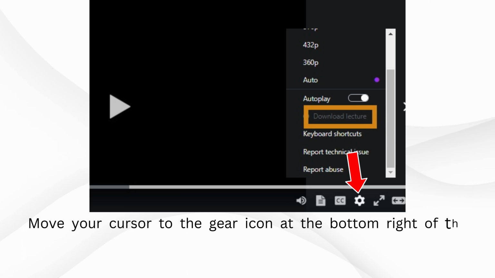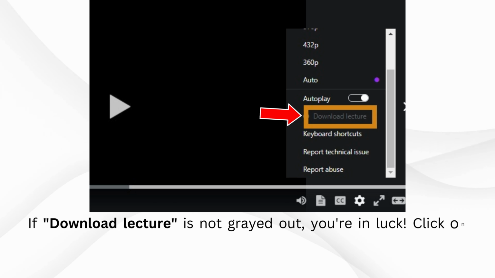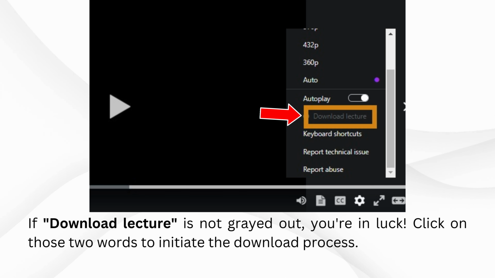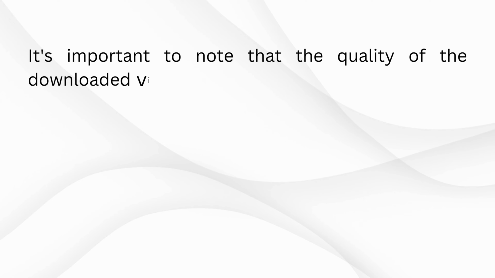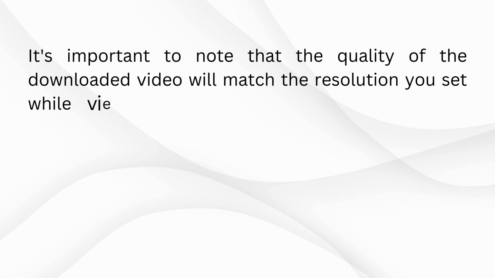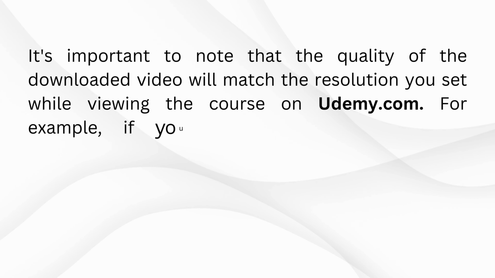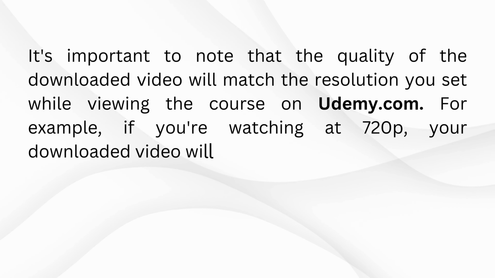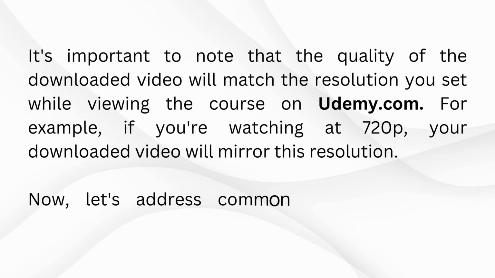Move your cursor to the gear icon at the bottom right of the lecture player. If download lecture is not grayed out, you're in luck. Click on those two words to initiate the download process. It's important to note that the quality of the downloaded video will match the resolution you set while viewing the course on udemy.com. For example, if you're watching at 720p, your downloaded video will mirror this resolution.